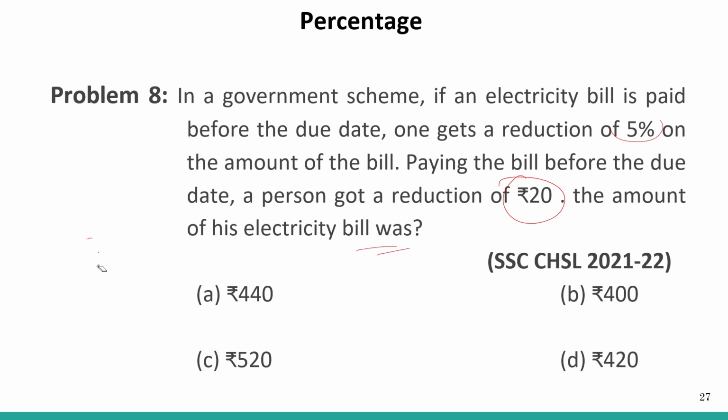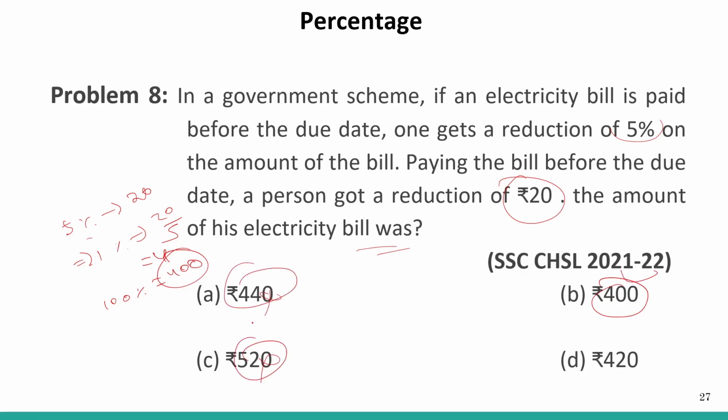So 5% implies 20 rupees. So this implies that 1% implies what? 20 by 5 is equal to 4. So 100% is 400 rupees. So 400 rupees is the correct answer here. And all these options are wrong. Okay, these are wrong. This is the only correct option.